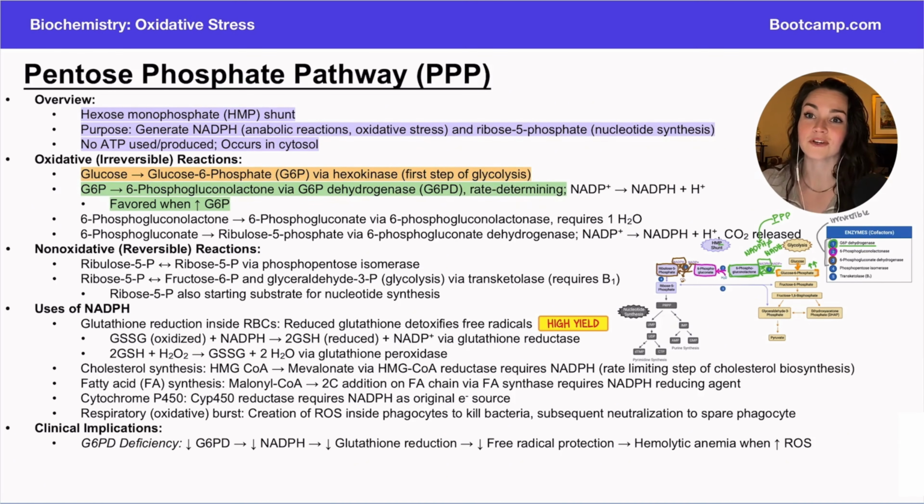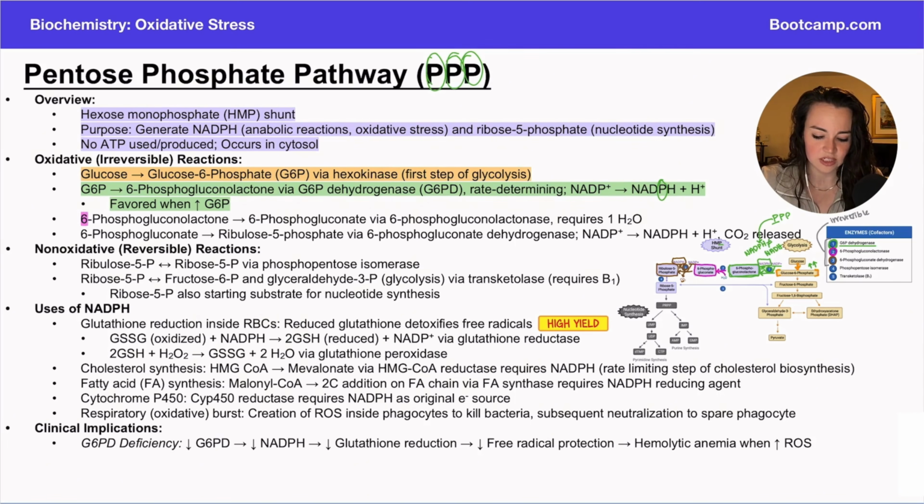And we made our first source of new reducing power, NADPH, at this step by turning NADP plus into the NADPH. And we can remember that the source of reducing power we're making is NADPH because it is the PPP, pentose phosphate pathway. The next step was pretty uneventful.